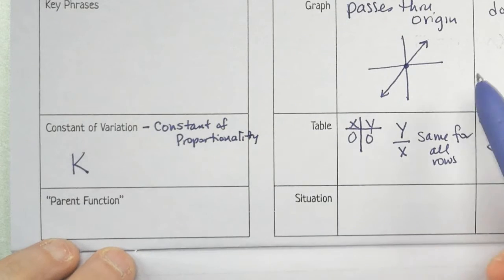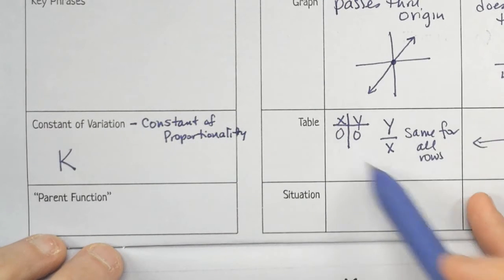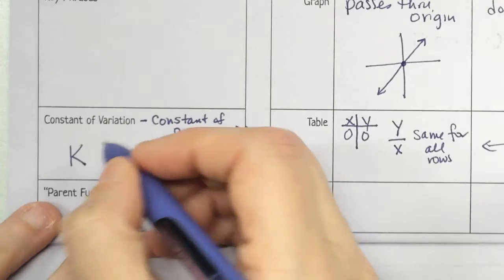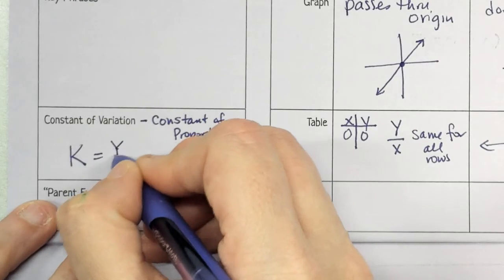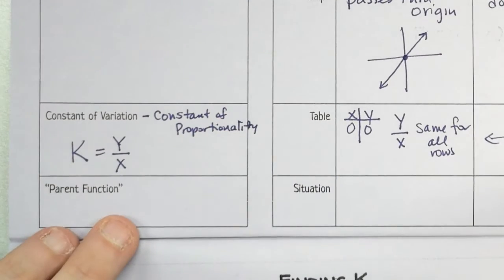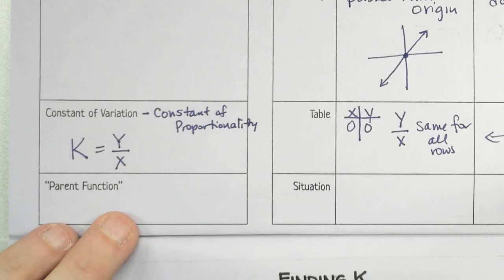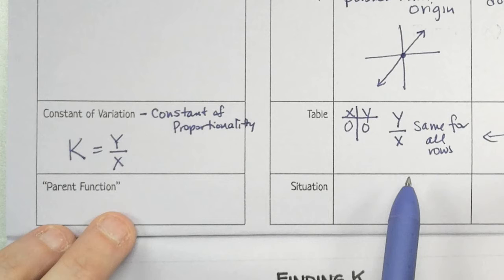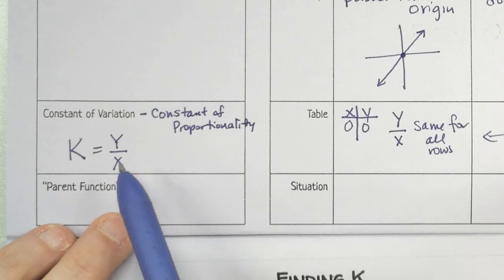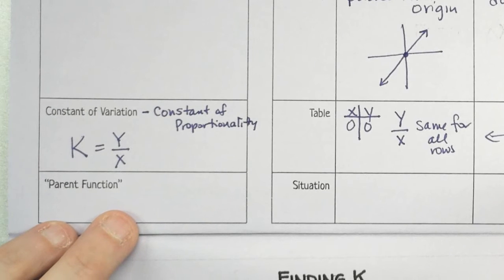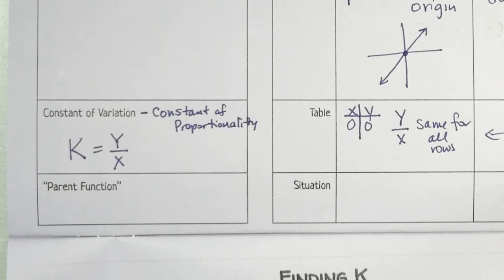Okay? So remember how over here we said y over x is the same for all rows? Well, K is y over x. So yesterday when you were calculating y over x to see which table was direct variation, you were already calculating K, you just didn't know it. All right, it's math in disguise.